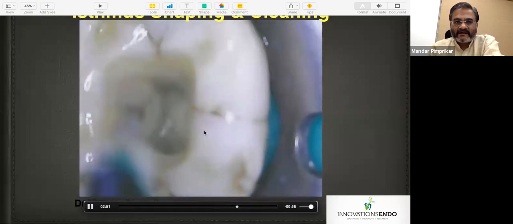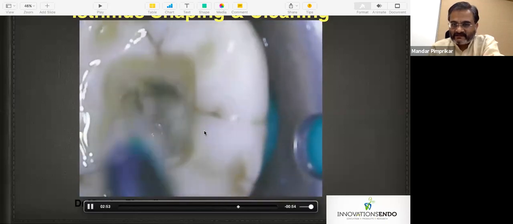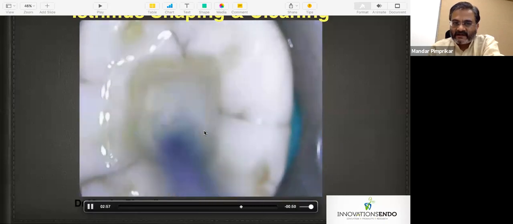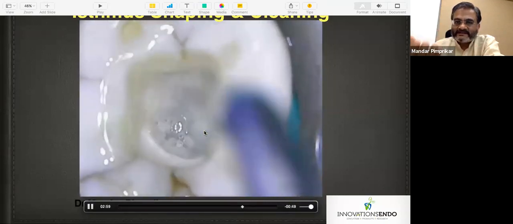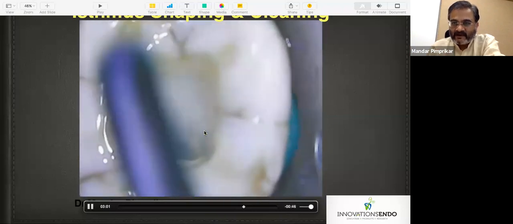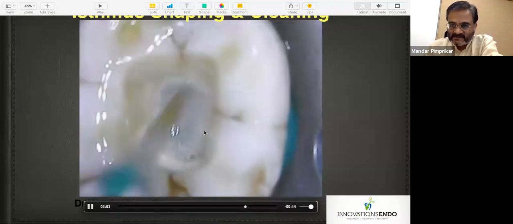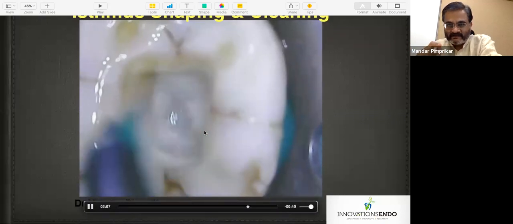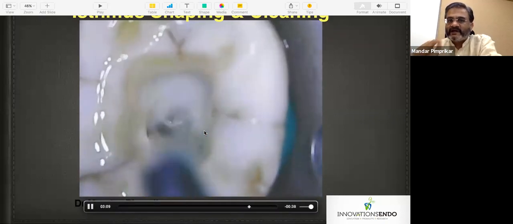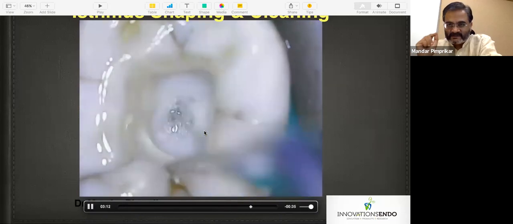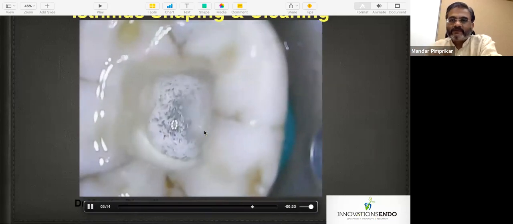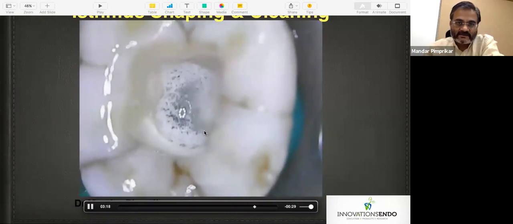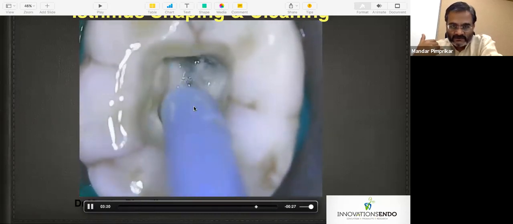You pour the irrigant and then activate the ultrasonics. Here the debris which is getting generated will be kept in a floating state, and it will not settle down and will not enter into your orifices. So 1 minute of activation is extremely helpful to shape the isthmus, because no file will do this job for you. Now, once the cycle is over, you evacuate the old solution.